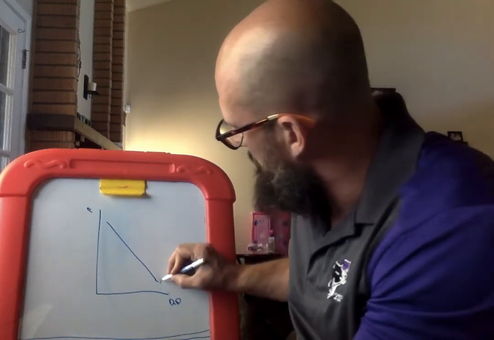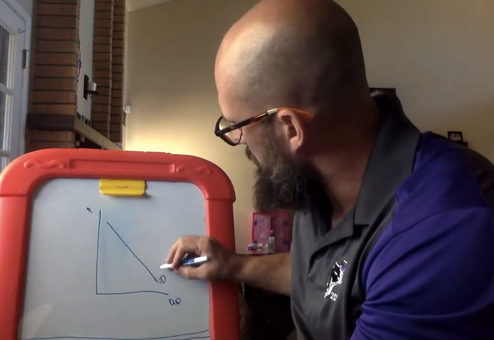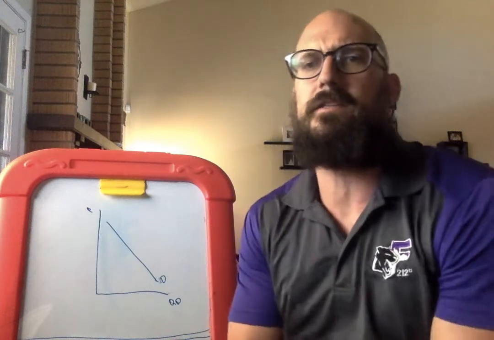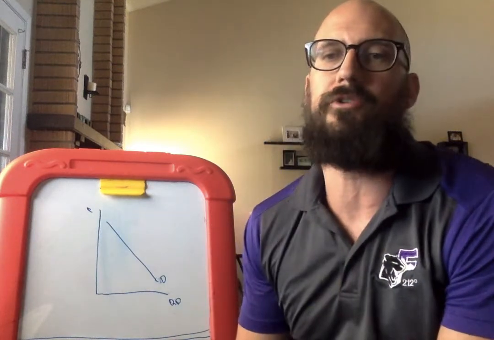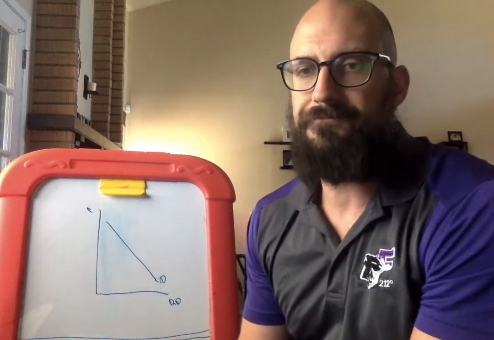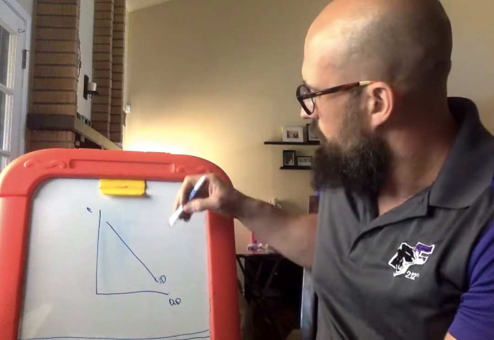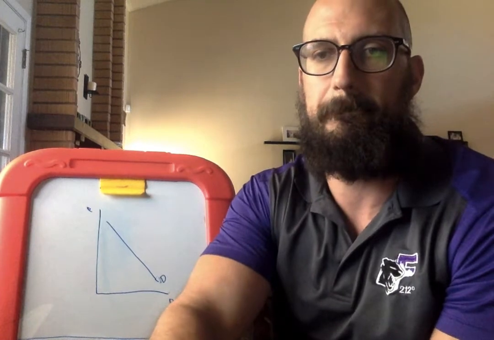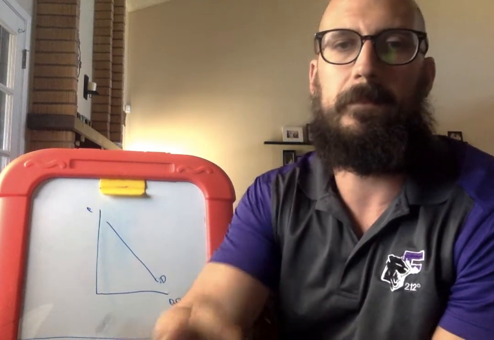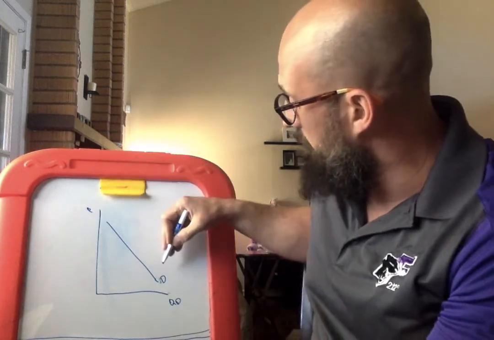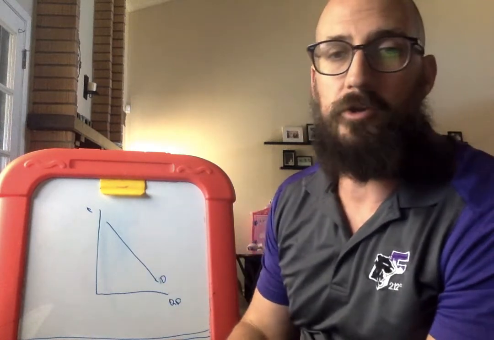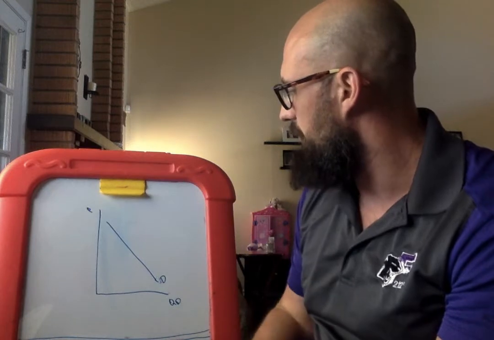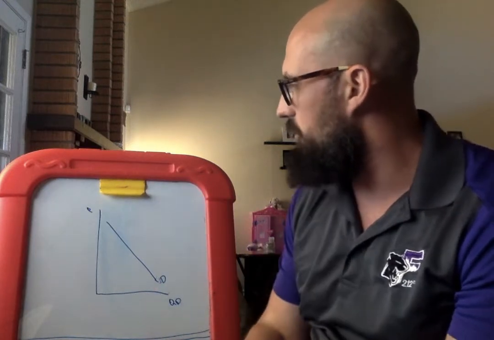Make sure your demand curve is always labeled D. Any of the curves that we do in this class need to be absolutely labeled. Here we have our graph. Notice that it is downward sloping, the downward sloping demand curve.